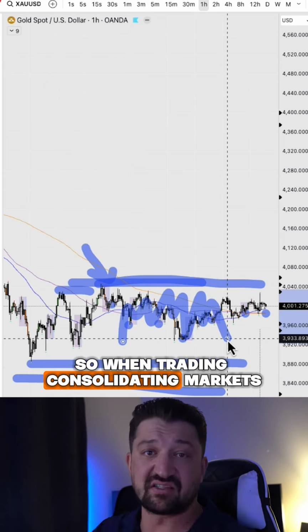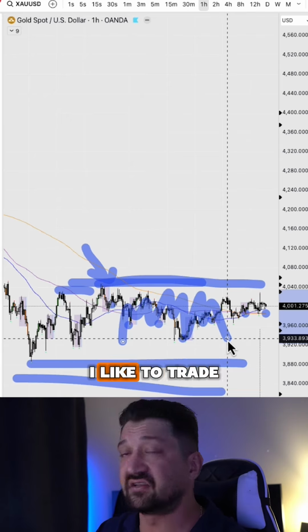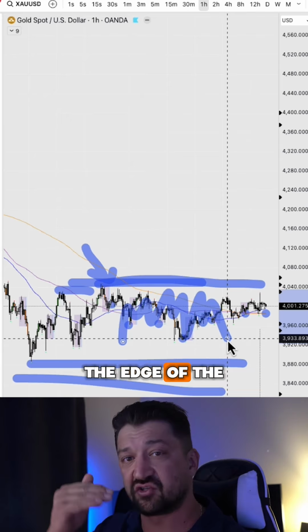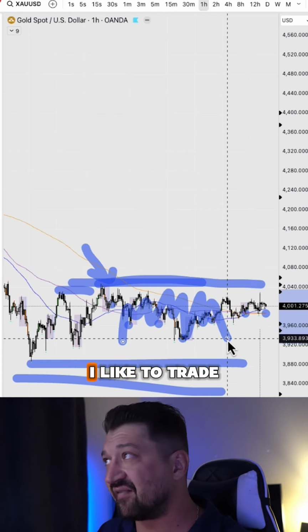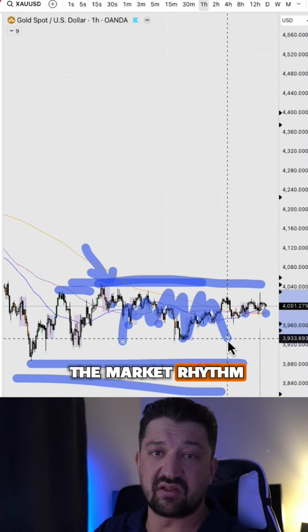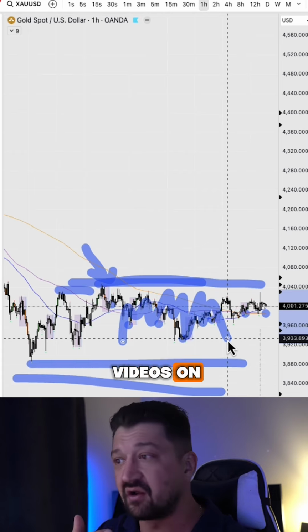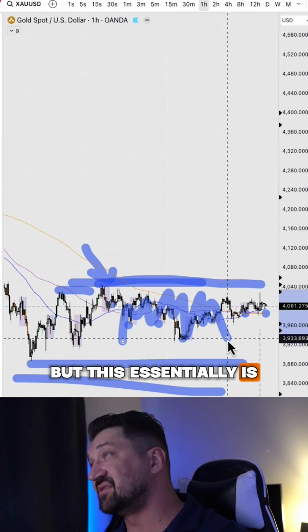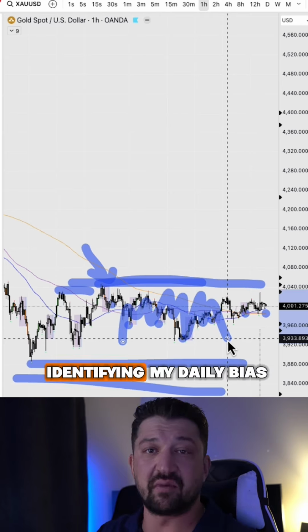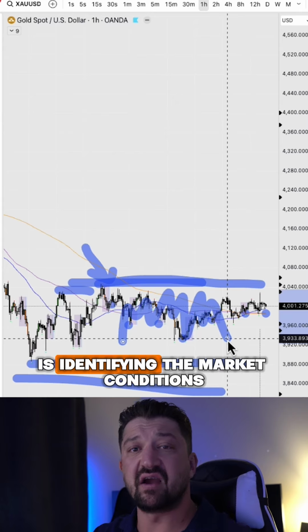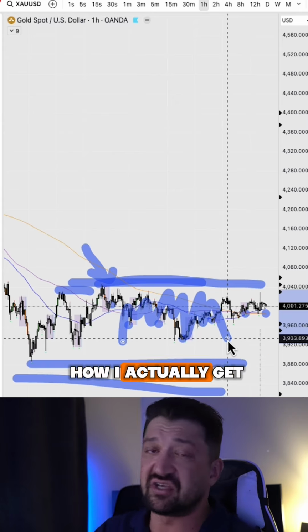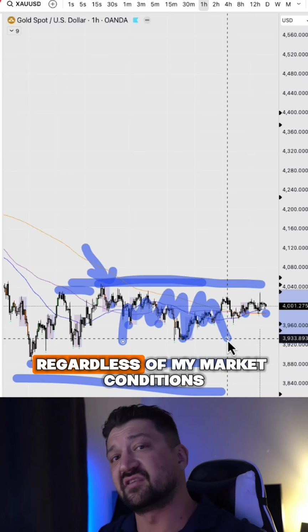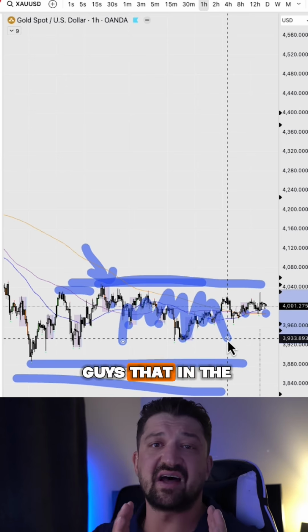So when trading consolidating markets, I like to trade the edges of the lows, the edge of the highs. When I'm trading trending markets, I like to trade the market rhythm, which I've made many videos on. But this essentially is the first step to identifying my daily bias, is identifying the market conditions. The second step is how I actually get my directional bias regardless of my market conditions, and I'll show you guys that in the next video.